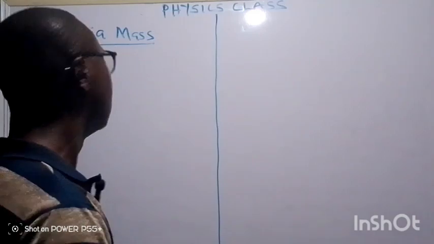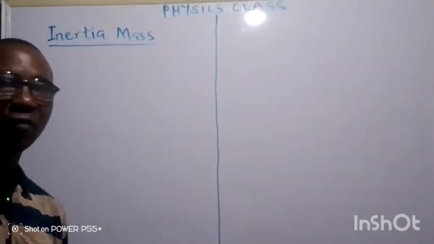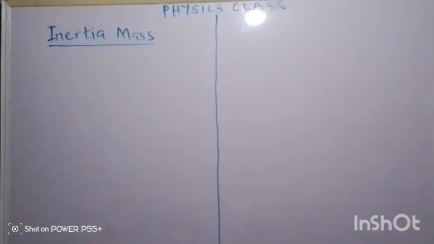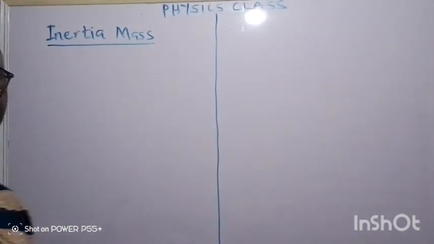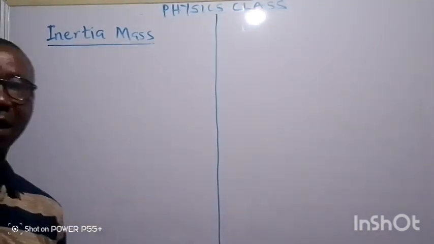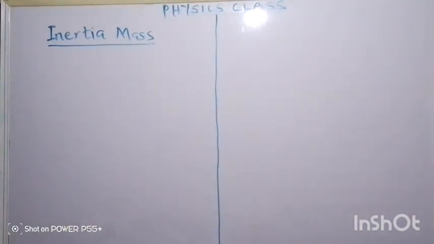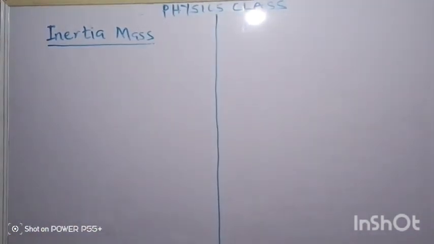In our last lesson, we started the topic inertia, and by then we defined inertia as the resistance of an object to change its motion. That is, inertia is the resistance of an object to change its motion. And by the time we finished that day, I promised that in our next class, we are going to discuss inertial mass.